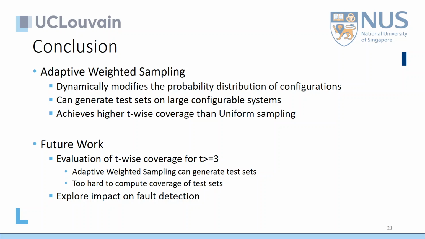As future work, we would be interested to make an evaluation for larger T, so for larger sizes of feature combinations. The problem is that our tool can generate test sets for them, and uniform sampling can do that as well. However, it's hard to compute the coverage of test sets, so it's hard actually to compare the results. And another thing we would like to evaluate is the impact on fault detection, so to compare how many faults the test sets generated with our approach can find in comparison with the uniform sampling.